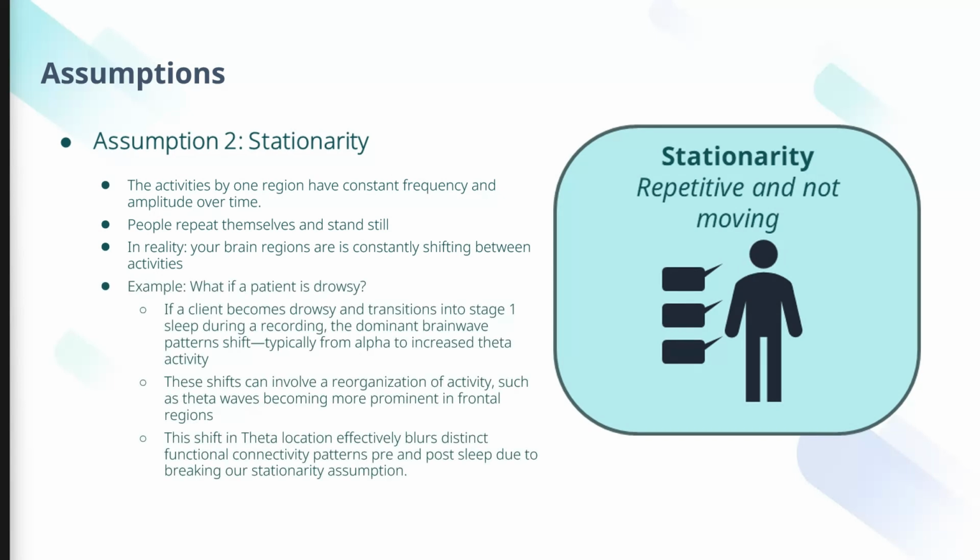So, a really good example of this is what if a patient is drowsy? If a client's drowsy in the chair, and maybe they shift into stage 1 of sleep, which is bound to happen sometimes, we're going to see major changes in the EEG signature. For one, their theta, which should be low in a resting state EEG recording, might become really dominant in the frontal lobe of their brain in that stage 1 sleep, which is like movement within the brain. That's going to break our stationarity assumption, and when we calculate coherence, we're going to average all of that out, and we're not going to get any meaningful results.